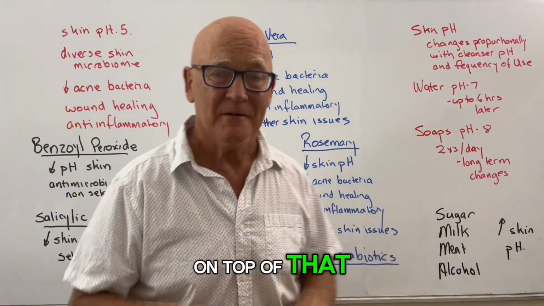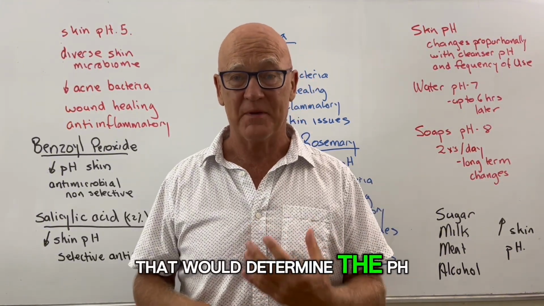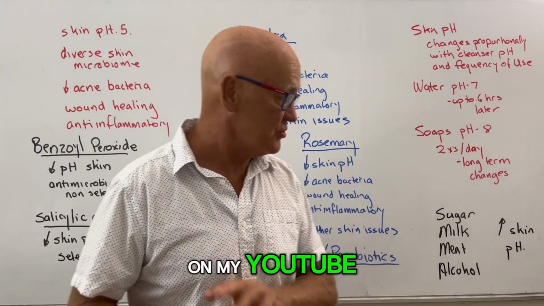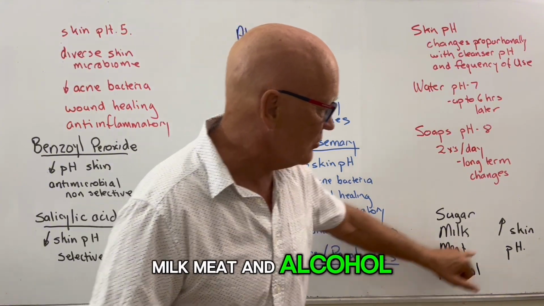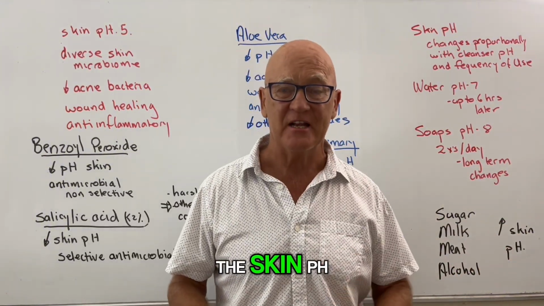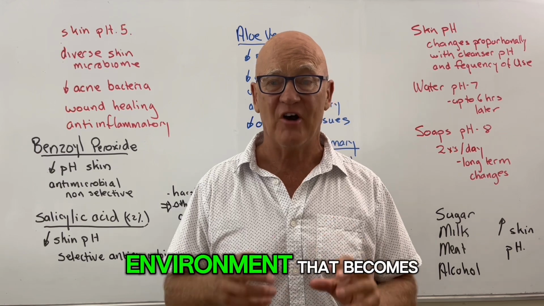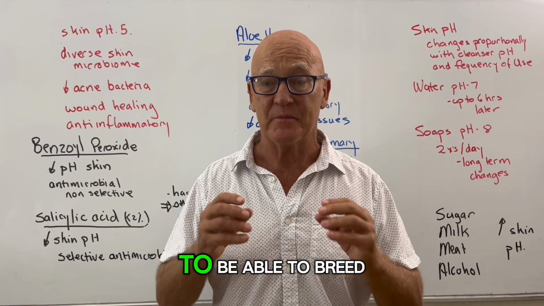Now, on top of that, there are other factors out there, really important factors that will determine the pH. And I've mentioned these in, again, the other videos that I've got on acne on my YouTube. Check them out. And these include sugar, milk, meat, and alcohol, all increase the skin pH. So they all lead to an environment that becomes more prone for the acne bacteria to be able to breed, grow, and reproduce.